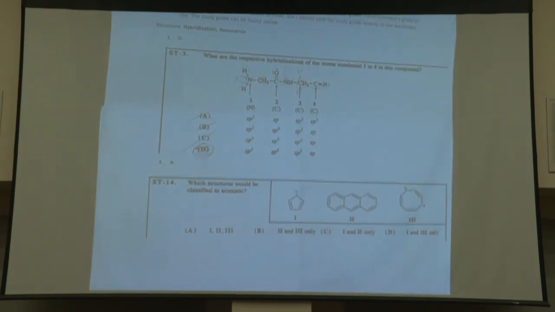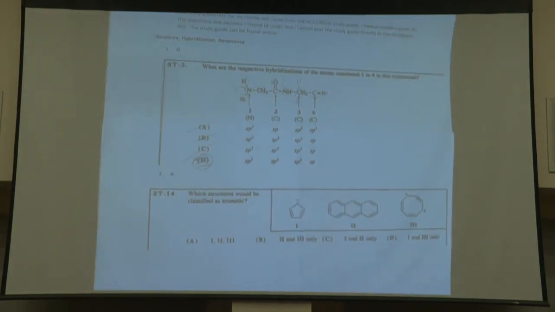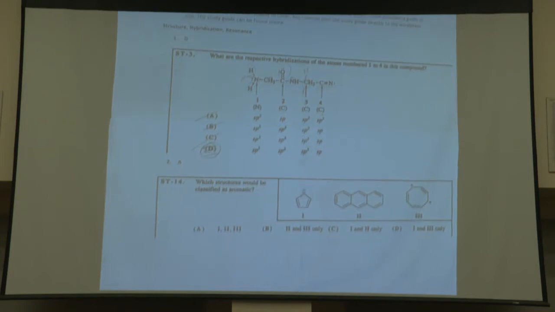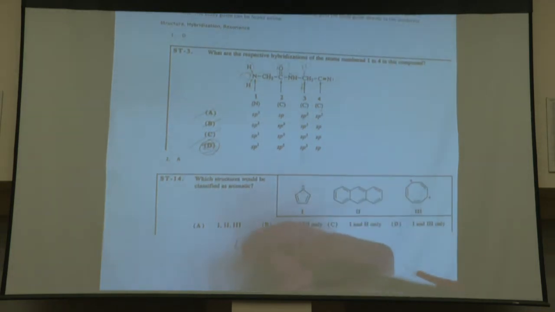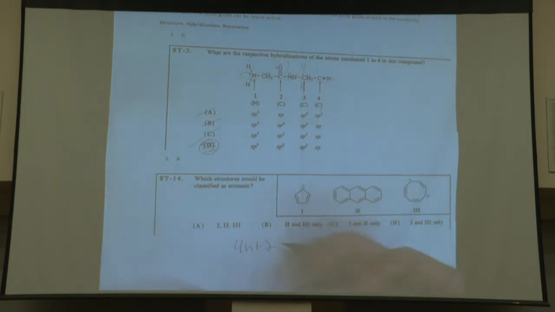Okay, so which structures would be classified as aromatic? So this is Orgo 2. You guys did this semester. Do you guys remember 4N plus 2? No? Huckel's rule, right? Do you want me to go over it really quick? Yeah? Okay. So Huckel's rule: N has to be an integer. So it can be 0 to infinity as long as it's not any kind of decimal. And if you can get a number with an integer, then it's aromatic.